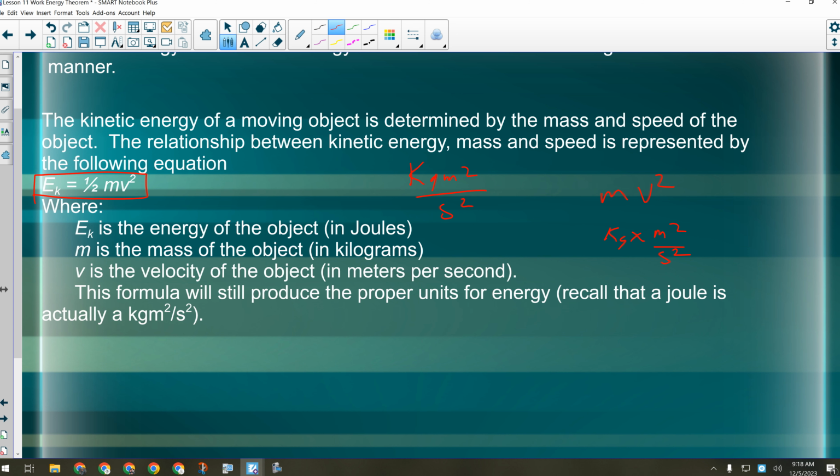Just remember, the reason I go over this is this. If a question ever gives you mass in grams, you need to convert it to kilograms. If it ever gives you speed in something other than meters per second, you need to convert it to meters per second. You've got to get those units right so that you get joules and not fractions of a joule.